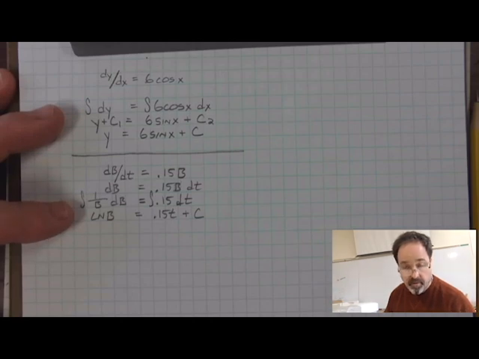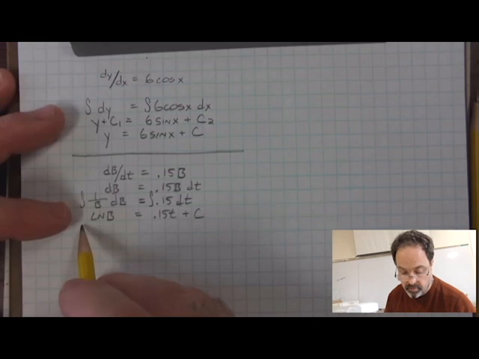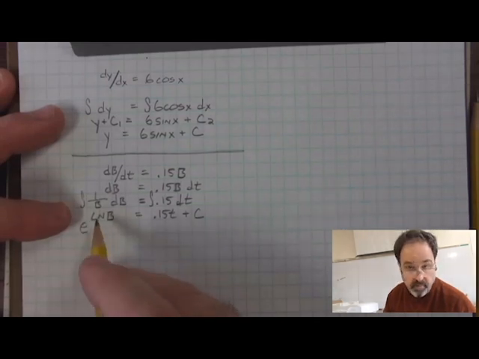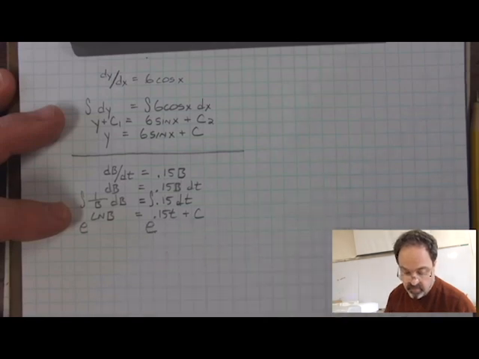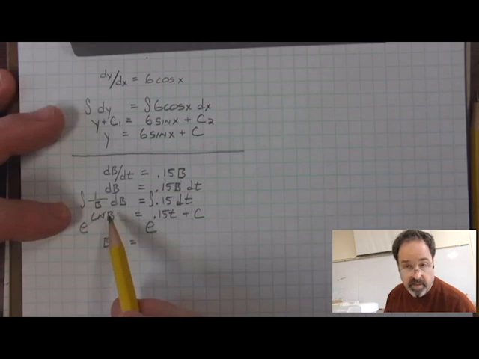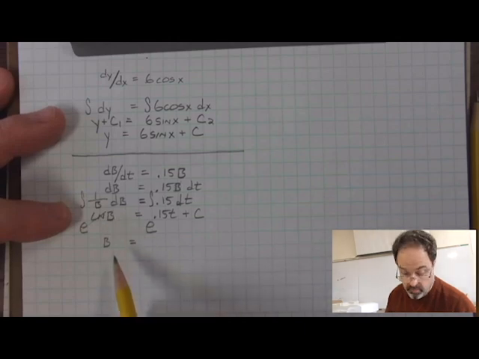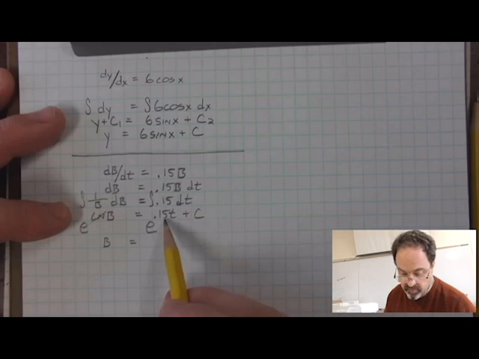Now, we're asked to find b, so I need to take the step of undoing the natural log, and the inverse of log base e, which is the natural log, is power base e. So if I power base e both sides, it'll cancel out with this natural log, leaving b by itself. And of course, there's an implication that b must be positive if it was the argument of natural log. On the other side, I have e to the 0.15t plus c.